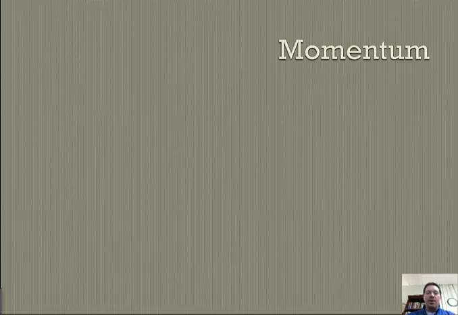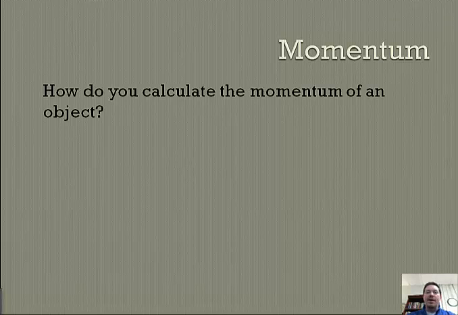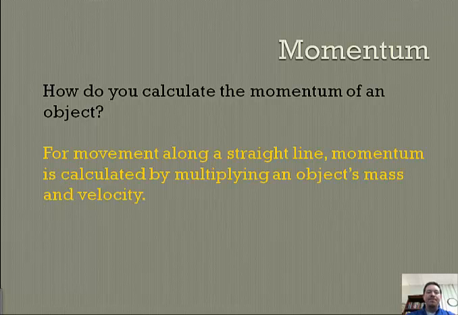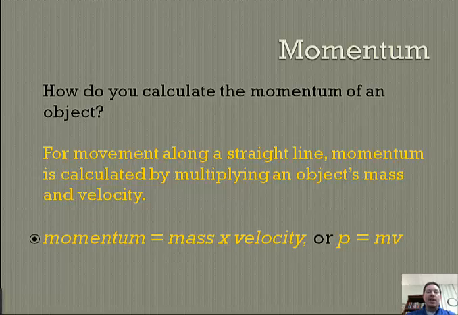Moving from Newton's third law, we're going to look at momentum now. We're going to start by looking at how to calculate momentum of an object. If we're looking at movement along a straight line, momentum is calculated by multiplying an object's mass and its velocity. So momentum is equal to the mass of an object times the velocity that object moves. We use the letter P as an abbreviation for momentum. Just make note of that: P equals m times v.